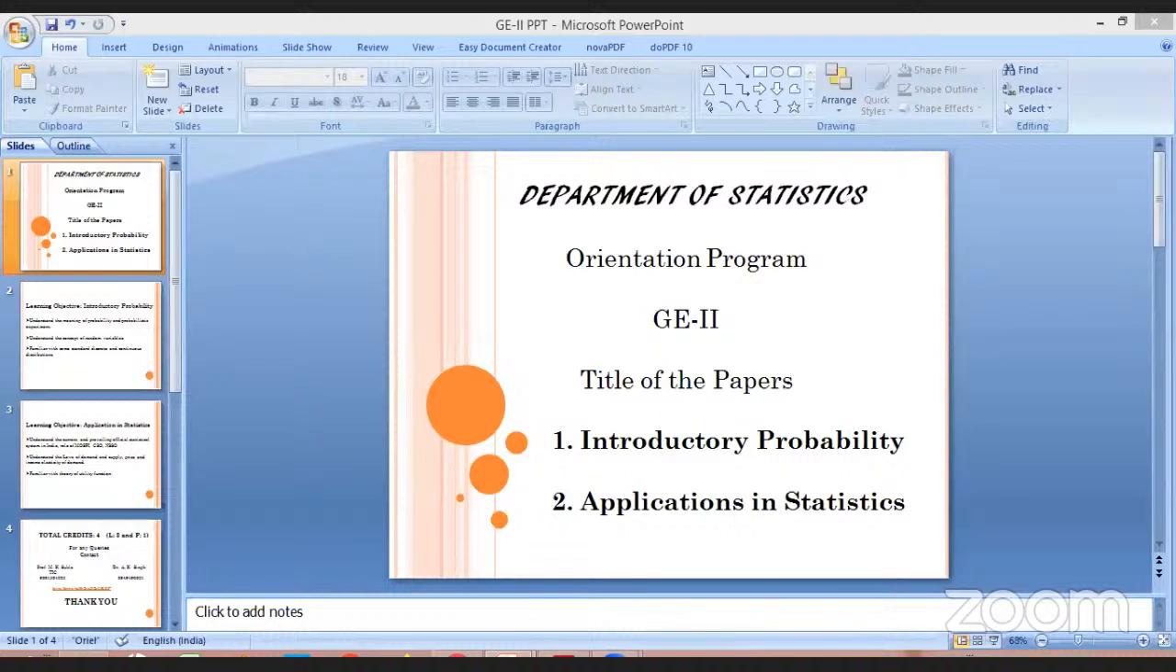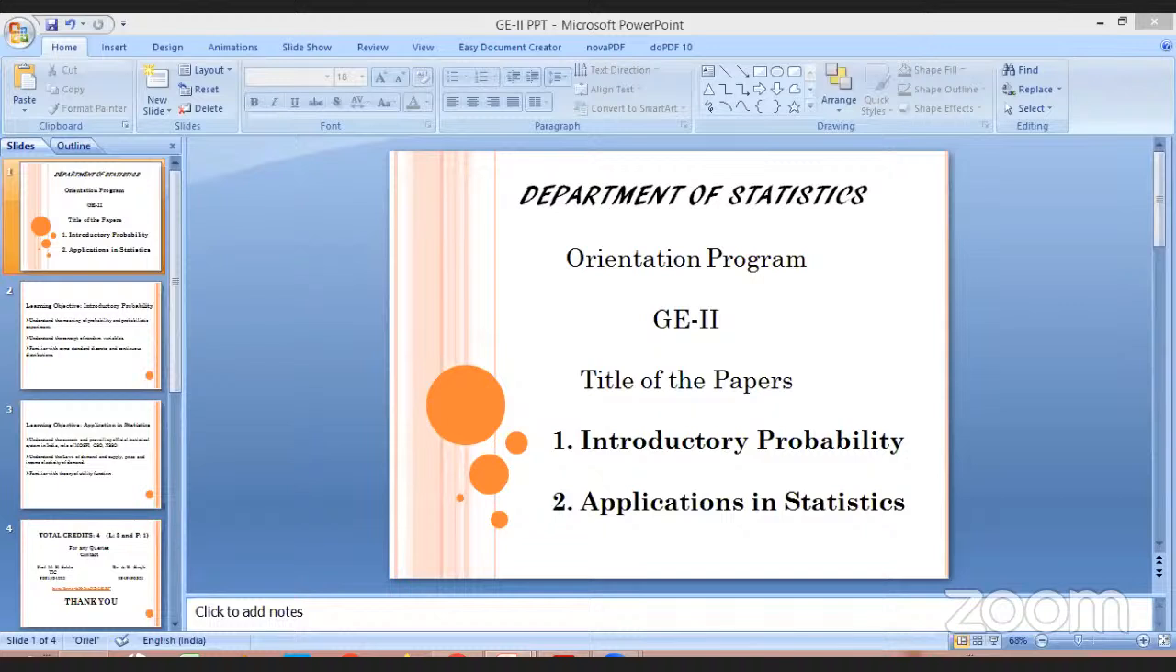These are the learning objectives of Introductory Probability. Understand the meaning of probability and probabilistic experiment. Understand the concept of random variables and become familiar with the standard discrete and continuous distributions, which is very useful. If you opt for GE statistics up to your 6th semester, I think 60% of statistics you will know.